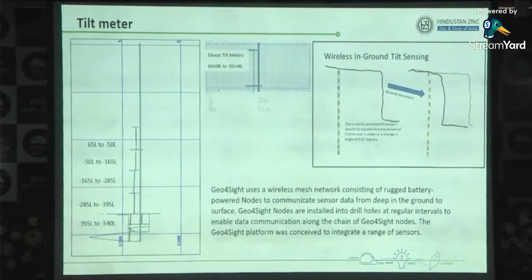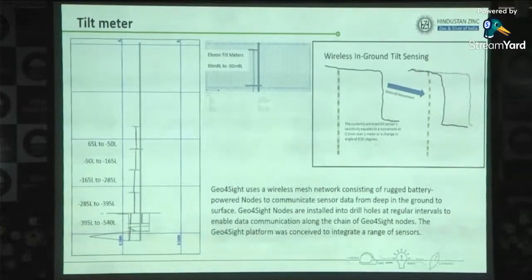So it does not require any wire to snitch. So we are going to put this tilt meter in our shaft area. So how does this tilt meter work? Suppose this is a bench of an open cast bench. If any movement starts happening in the open cast bench, we can get the tilt data.